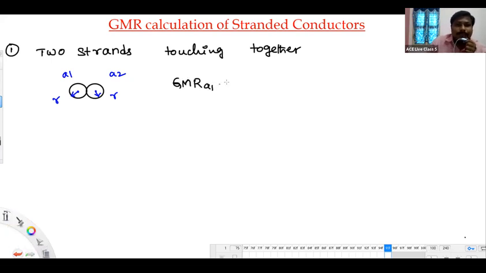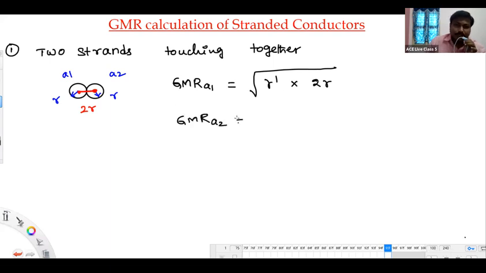GMR of the strand A1. First, we should take r dash, 0.7788 times the radius. What is the A1 to A2 gap? Can anybody tell me? A1 to A2 gap will be 2r. So the total of two terms has to be under a square root. What is the GMR of strand A2? r dash, self of A2, A2 to A1, 2r. So it is the square root of r dash into 2r for A1, and the square root of r dash into 2r for A2.